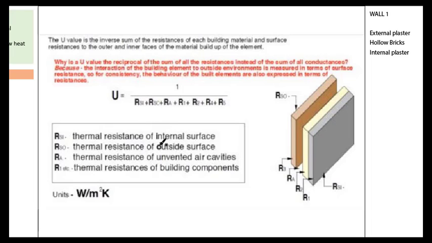A high U value means high conductance, low resistance. And the U value is the inverse sum of resistance for each building material surface. It's the same text written, what I told.